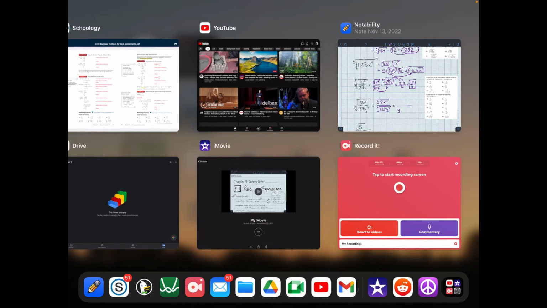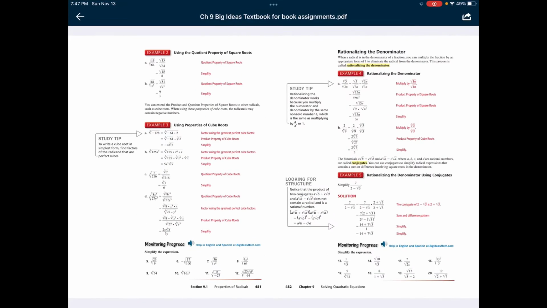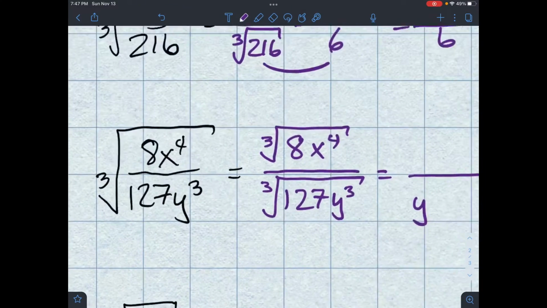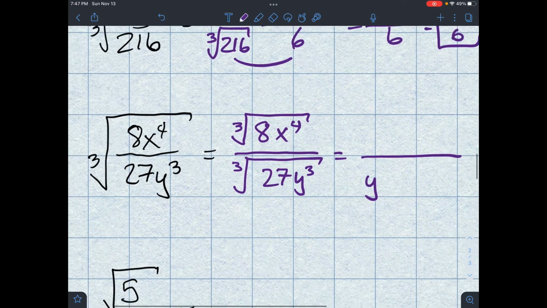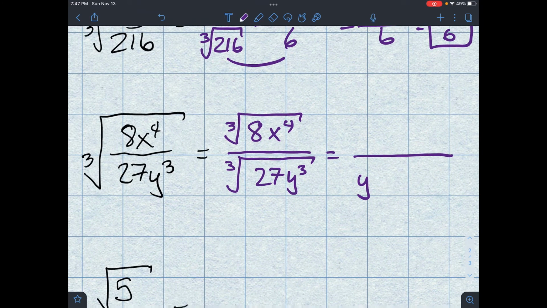I think I may have copied that number down wrong. I'm going to go check. Yep, that was supposed to be a 27. Let's erase that and go with 27y cubed. All right. Otherwise, that problem would have been really nasty if it hadn't been.